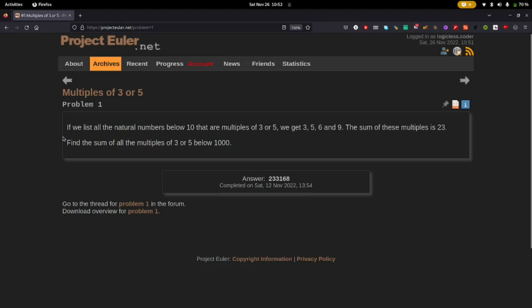So multiples of 3 or 5 means a number which is either a multiple of 3 or a multiple of 5 or both. Such numbers below 10 are 3, 5, 6, and 9. 3, 6, and 9 are multiples of 3, 5 is a multiple of 5. And the sum of these four numbers, the sum of the multiples of 3 or 5 below 10, is 23. We are to find the sum of such numbers below 1000.